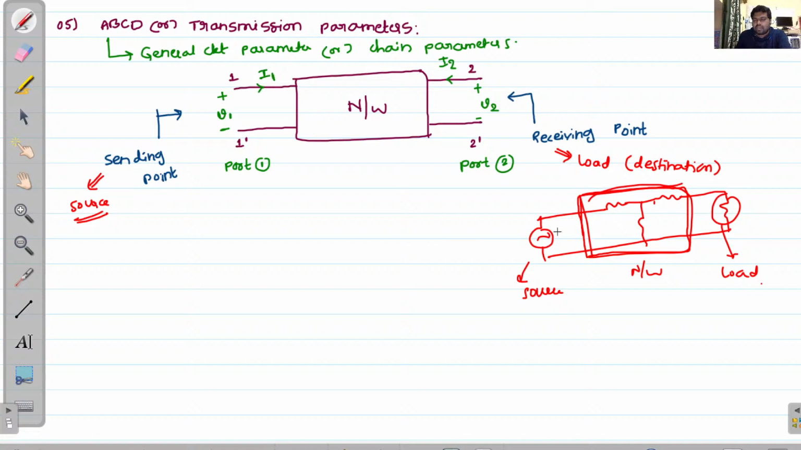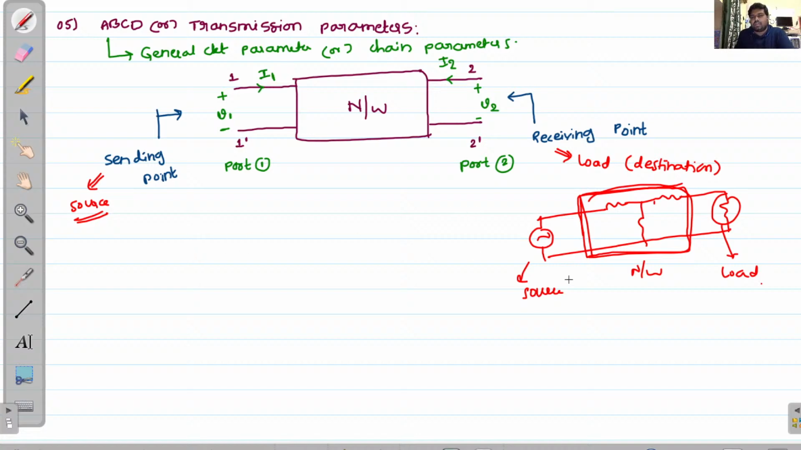Okay, so in this concept, we are transmitting from source to destination, right? So that means we can drive this entire energy from the source point of view. When we are talking about the standard two-port network model, we are driving the energy from port 1 onwards, and we can collect the energy at port 2. So this is one way of transmission, right?